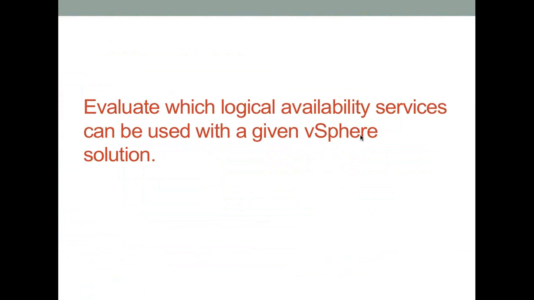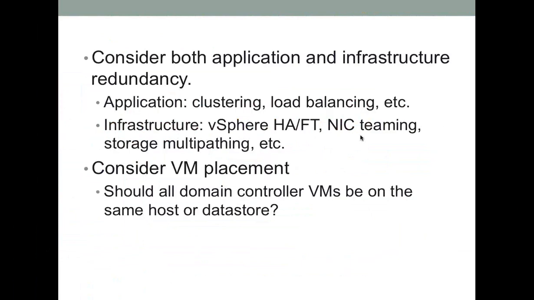Now to jump into objective 2.3, the first one is evaluate which logical availability services can be used with a given vSphere solution. It specifically mentions vSphere, so we need to consider our infrastructure redundancy. So we have things like, for example, vSphere high availability and fault tolerance.